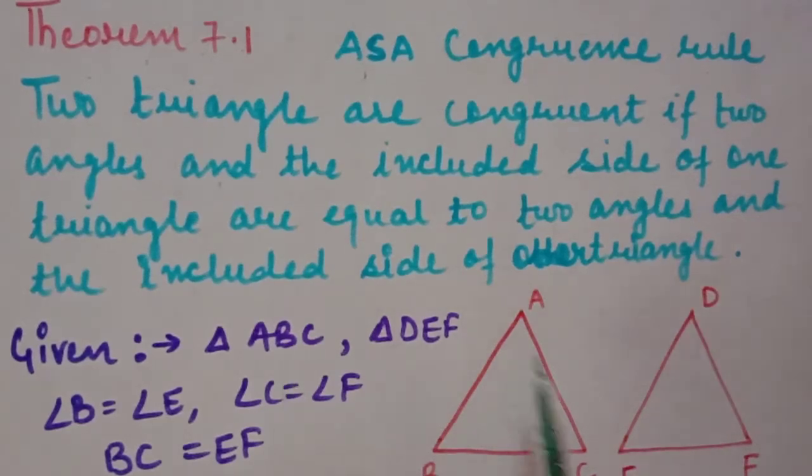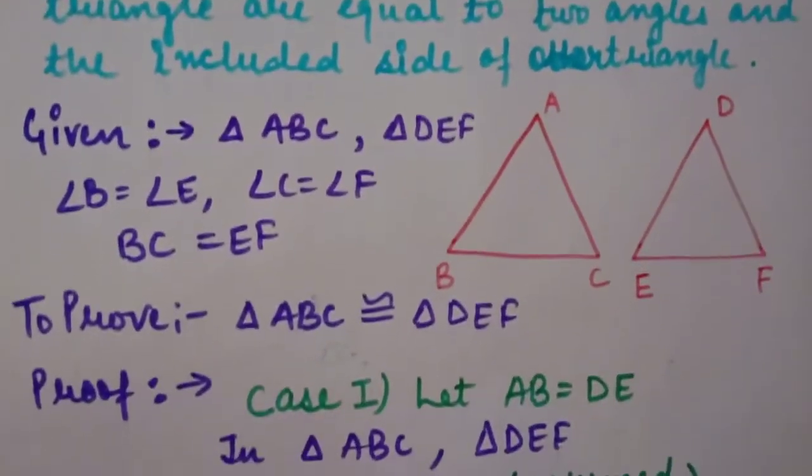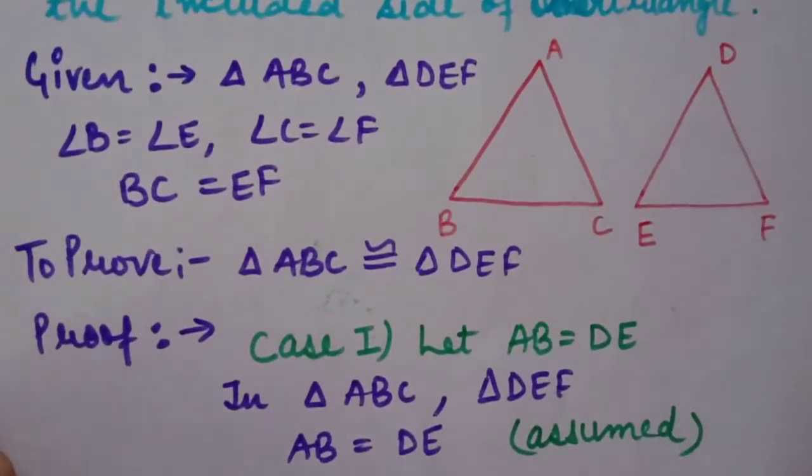So what is given in these two triangles ABC and DEF? We have triangle ABC and triangle DEF. Angle B and angle E are equal to each other. Angle C and angle F are also equal to each other, and BC and EF are equal to each other. This is given. So what do we have to prove? We have to prove triangles ABC and DEF are congruent to each other.